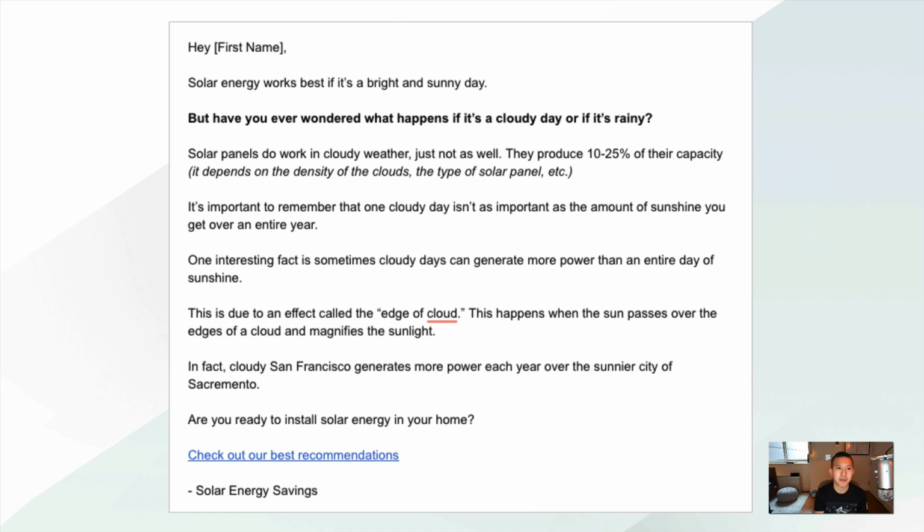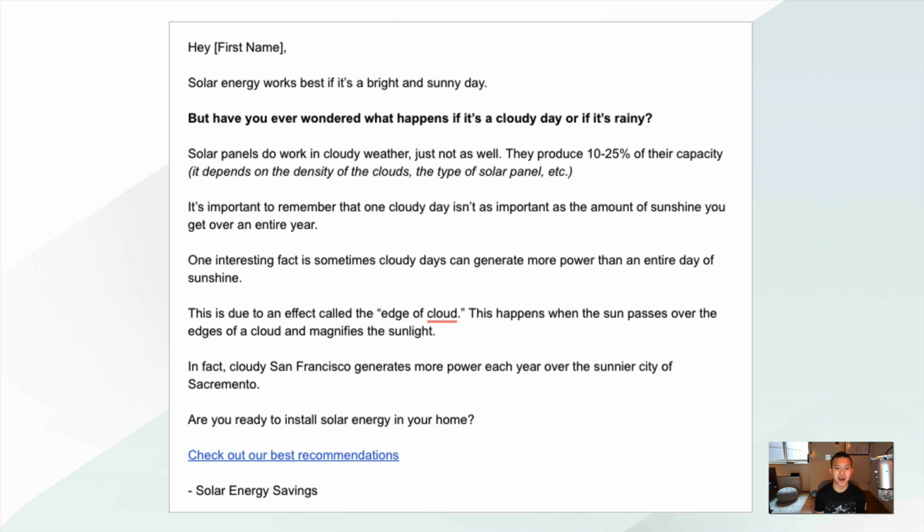Hey, first name. Solar energy works best if it's a bright and sunny day. But have you ever wondered what happens if it's a cloudy day or if it's rainy? Solar panels do work in cloudy weather, just not as well. They produce 10 to 25% of their capacity. It depends on the density of clouds and the type of solar panel. It's important to remember that one cloudy day isn't as important as the amount of sunshine you get over an entire year. One interesting fact is sometimes cloudy days can generate more power than an entire day of sunshine.